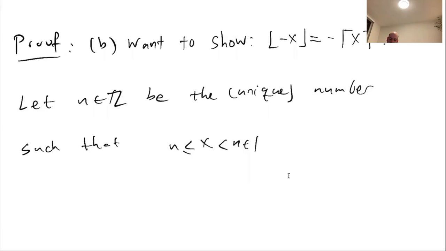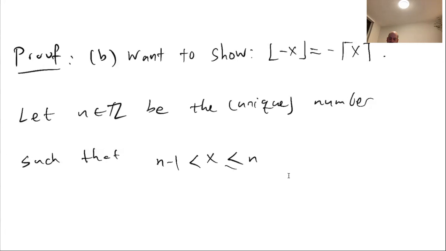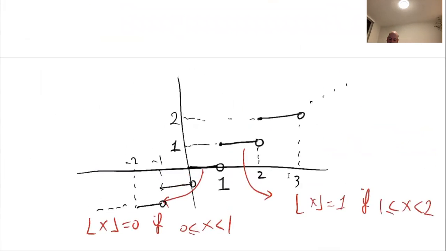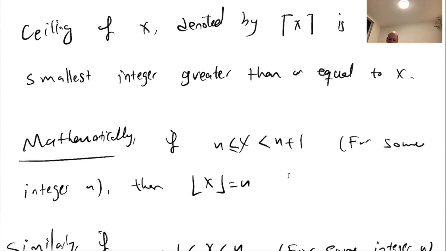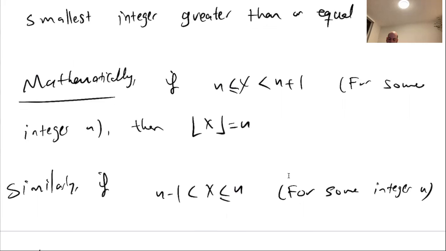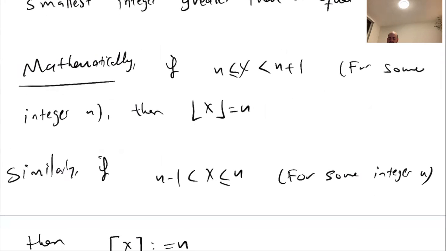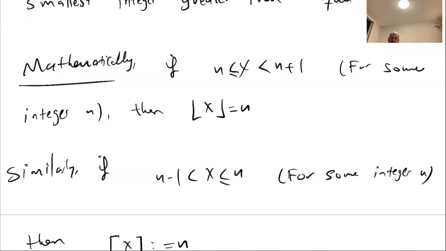Or maybe I can start with the other form that says x is less than or equal to n, bigger than n minus 1. For every x, there exists one integer. If you look at the definitions that we have, for every x, there exists a unique integer n such that x is bigger than or equal to n and less than n plus 1. Similarly, there exists a unique integer, you can call it n again, or you can call it m, such that x is less than or equal to m and bigger than m minus 1.